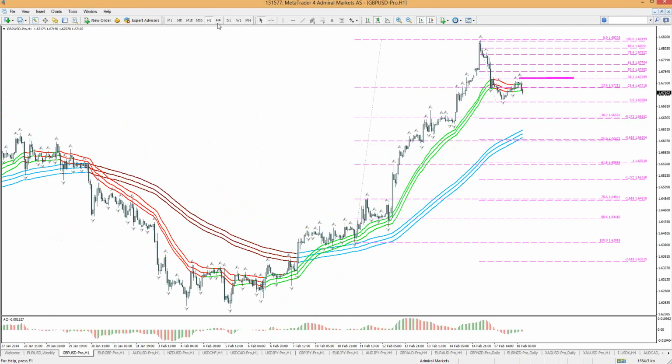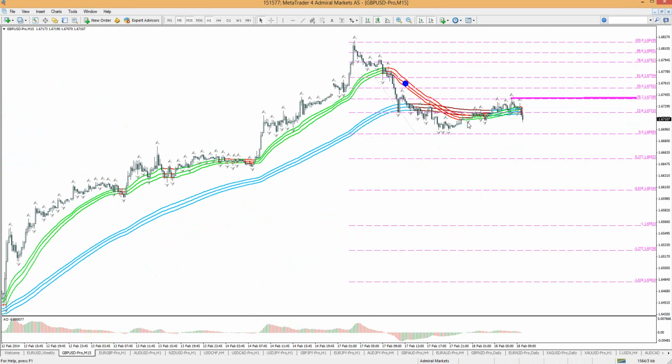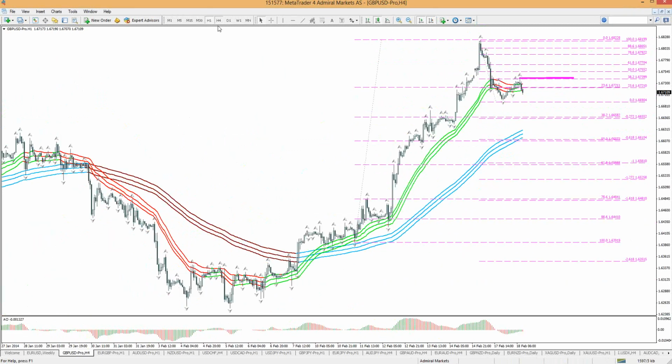So that's the hourly perspective. No range trade there. The 15 minute, let's take a look. It's a bit of a mixture there, but I wouldn't take a range trade on this time frame with the 1 hour chart trending so much. So let's take a look at the 4 hour chart.